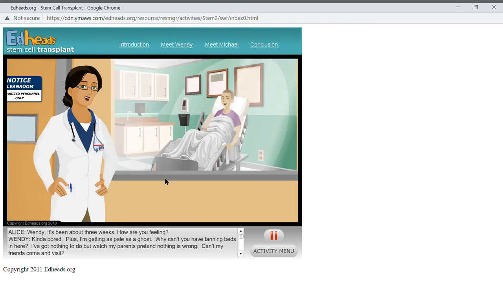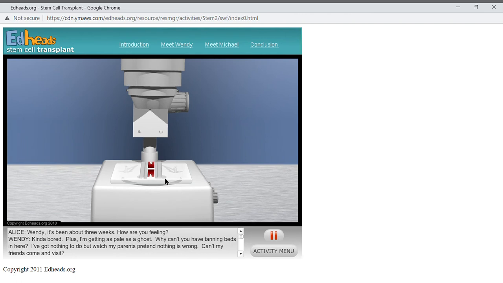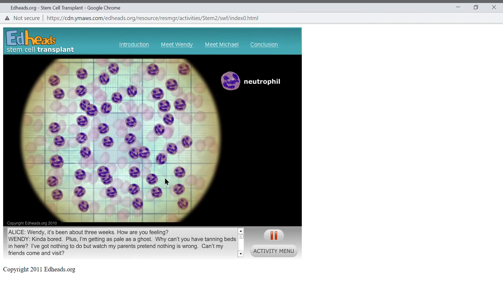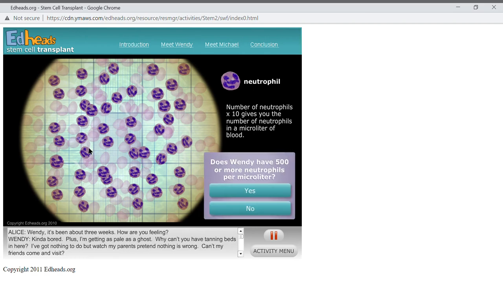Let's look at her blood draws and see what we can see. This slide has exactly 1/10 of a microliter of blood on it. Count the neutrophils in each section of the grid and keep track of how many you have. Then multiply that number by 10. That will give you the number of neutrophils in a microliter of blood. Remember that our patients should have at least 500 neutrophils per microliter of blood in order to go home. Does Wendy have 500 or more neutrophils per microliter?